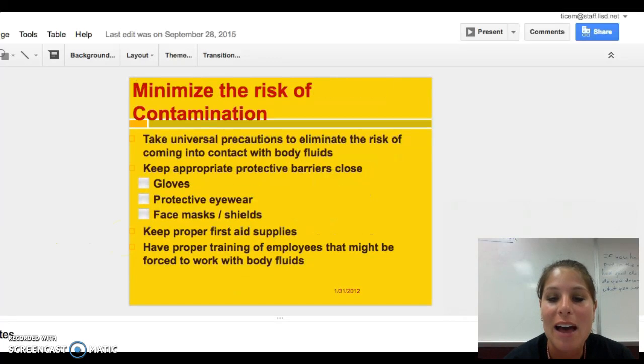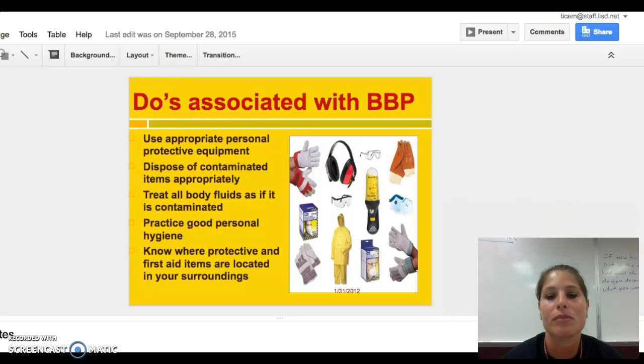So the last few things that we have are just things to help minimize contamination, the do's and don'ts of bloodborne pathogens, okay? Things that you do want to do: wear those protective barriers like gloves, goggles, face mask, anything that's going to help create an extra barrier between an open pathway and whatever contaminating fluid you have. Proper first aid supplies is a key, and making sure that you follow any type of exposure control plan.